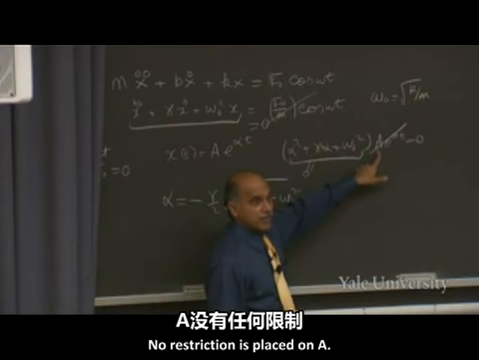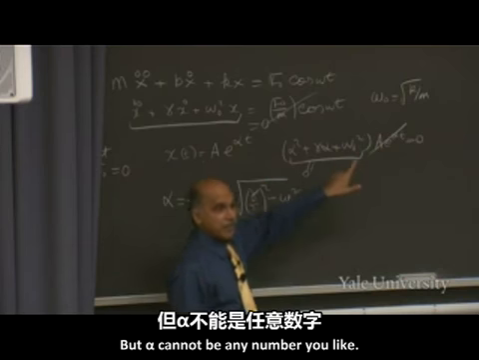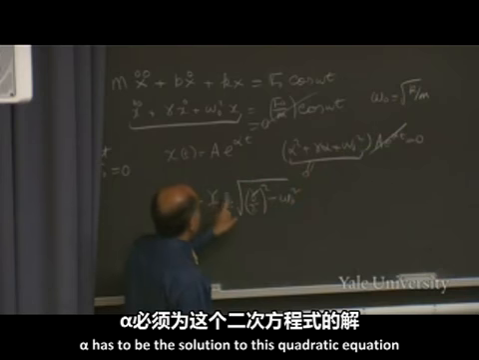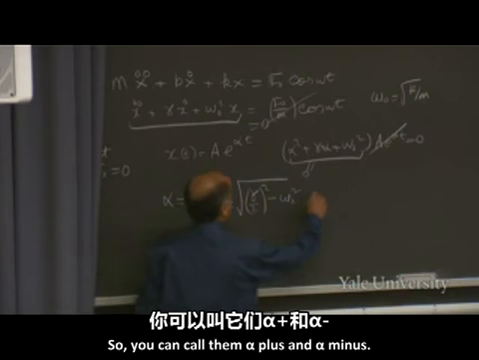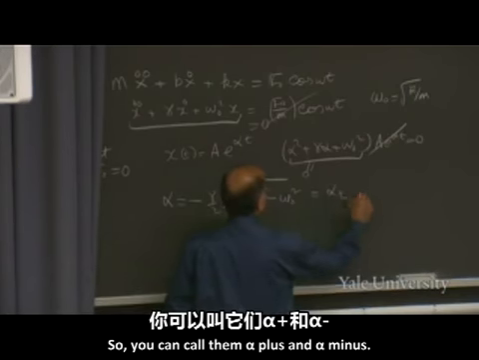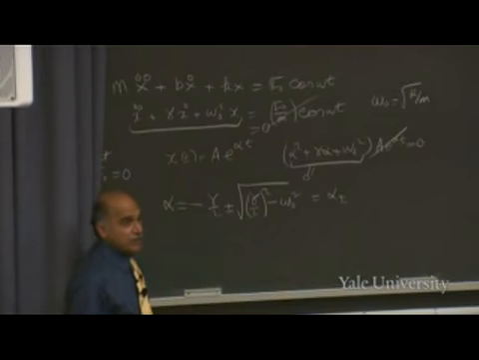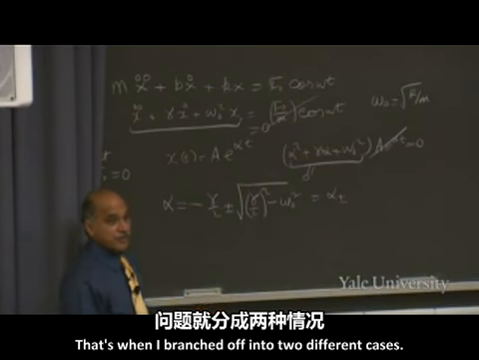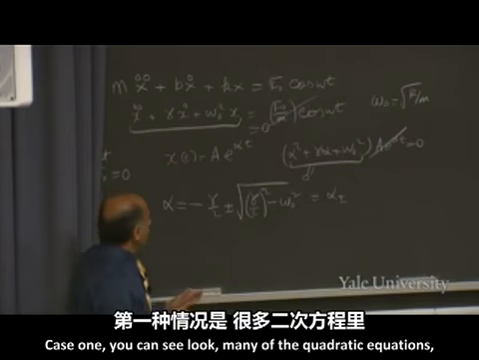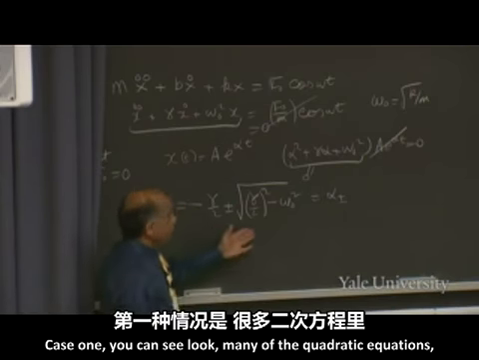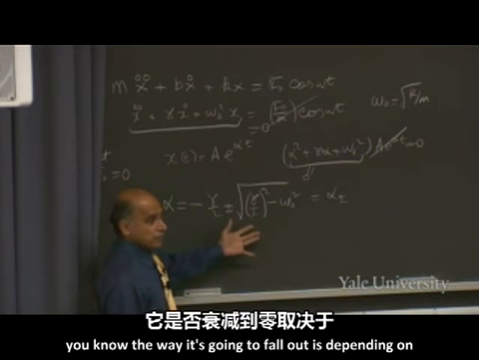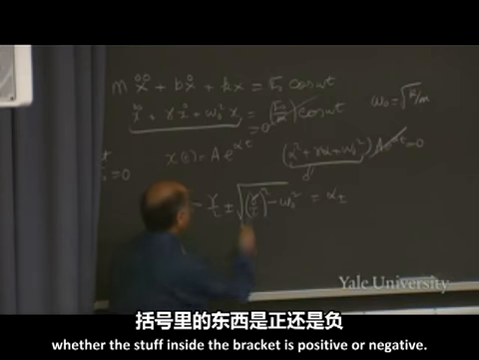No restriction is placed on a, but alpha cannot be any number you like. Alpha has to be the solution to this quadratic equation, and there are two solutions. So you can call them alpha plus and alpha minus. That's when I branched off into two different cases. Case 1: when you do quadratic equations, you know the way it's going to fall out is depending on whether the stuff inside the square root is positive or negative.